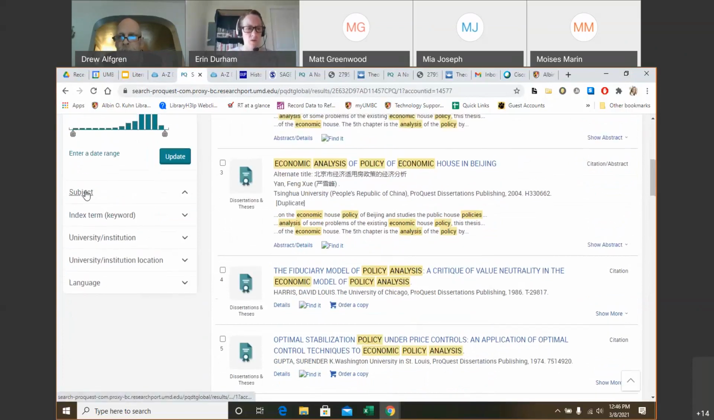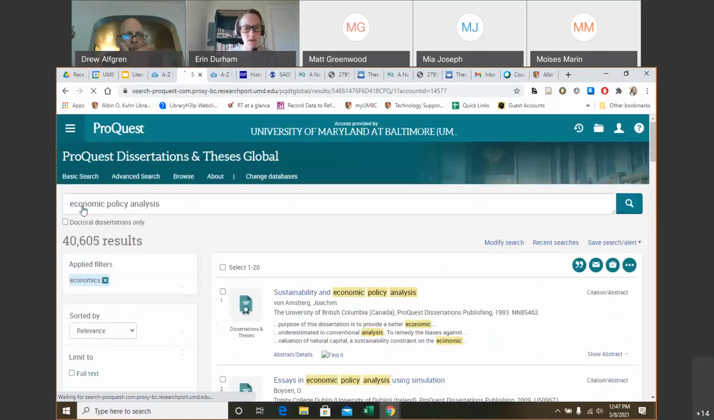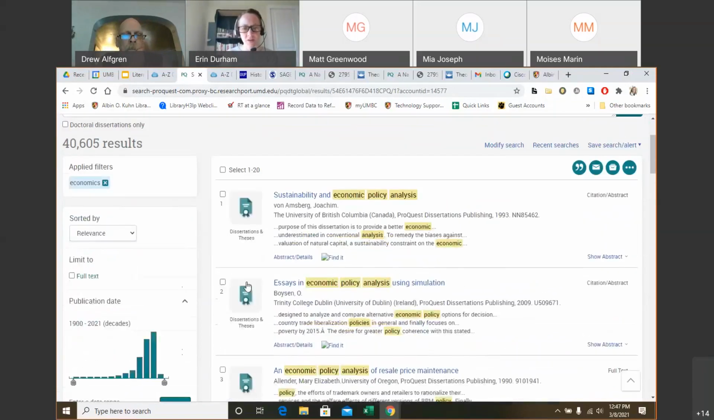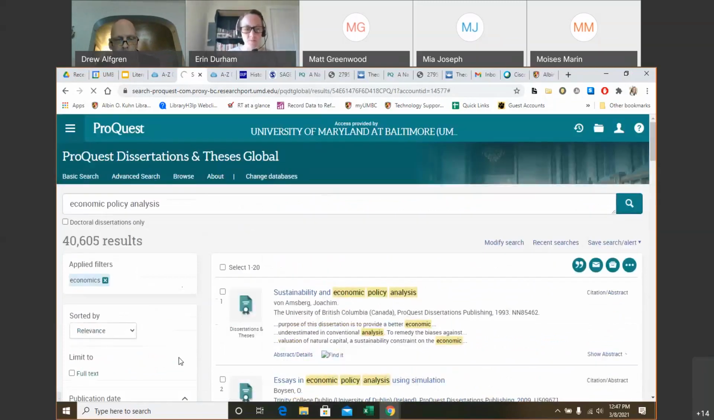Even you can take a look on the left-hand side. You can look at the different disciplines and departments where the dissertation is coming from. So we have economics, sociology, political science. If you only want to see those coming out of an economics department, you can select that option here. It does narrow it a little bit. Sustainability and economic policy analysis, although that's from 1993. So again, I definitely recommend limiting by the publication date as well.